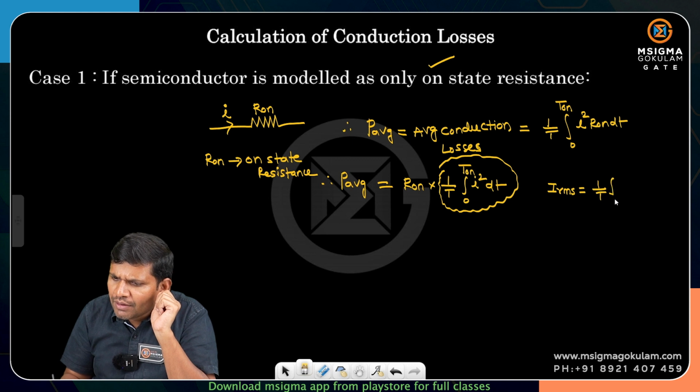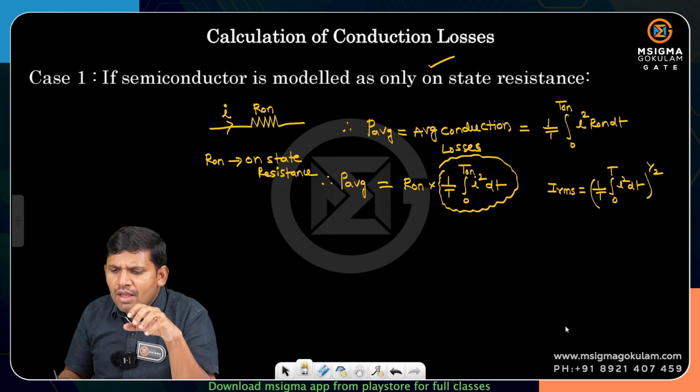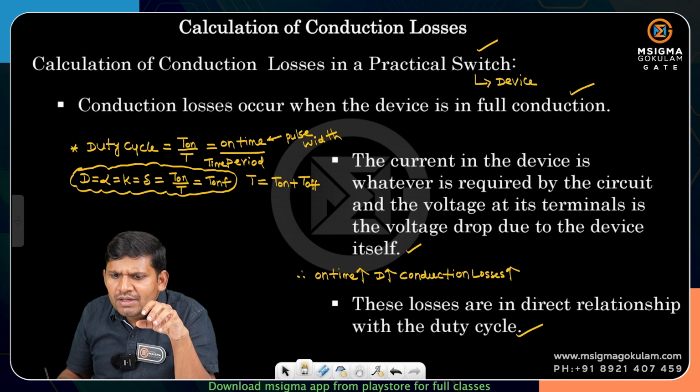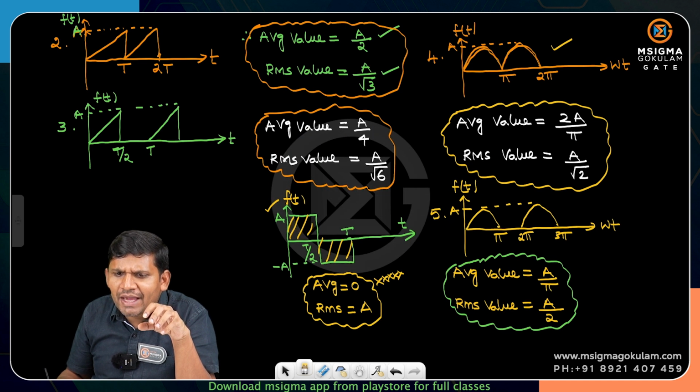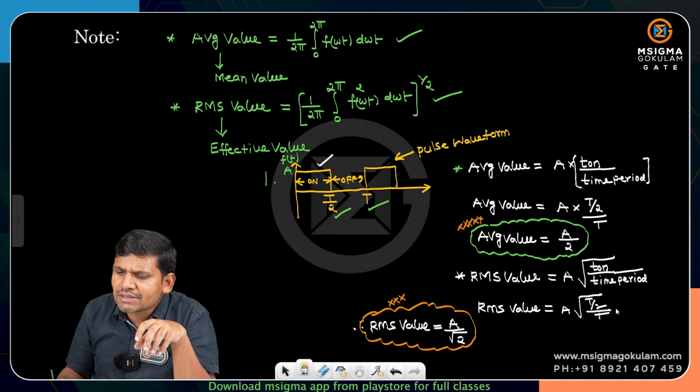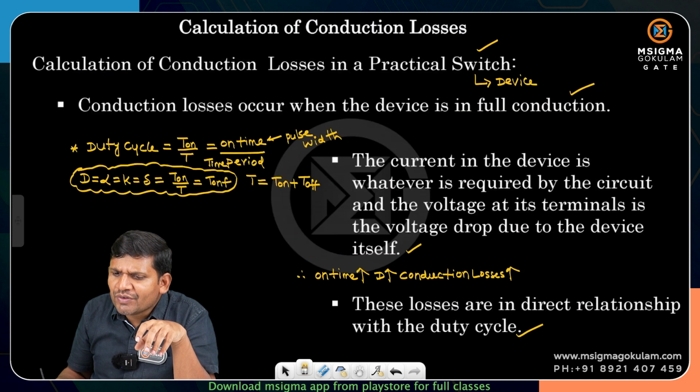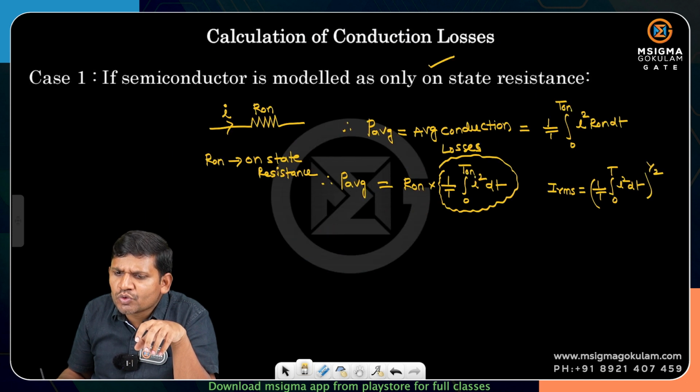1 by T integral 0 to T, I square dt, whole to the power of 1 by 2. Correct? This is in terms of the t axis. But actually, whatever formulas I gave, I gave in terms of the omega t axis. Here I am writing the t axis. If it is a t axis, then instead of 2 pi you have to substitute T.